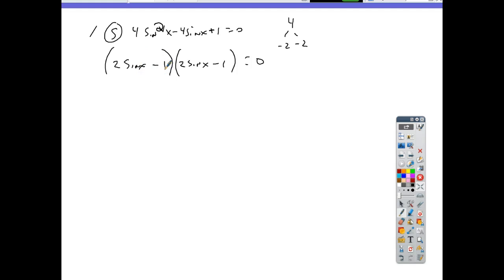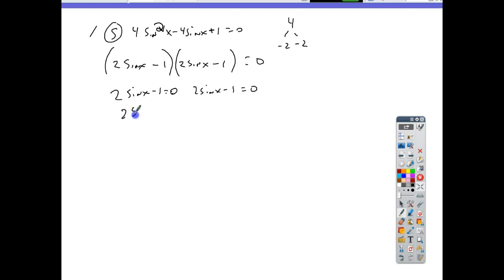Noticing these are the same, I'm probably not going to do the problem twice, but I could do it if I want to. Nothing's stopping me. Set each of the factors equal to 0. I should have asked you what to do next. Set the factors equal to 0. Are you with me? You good on that? Okay. All right, now what?